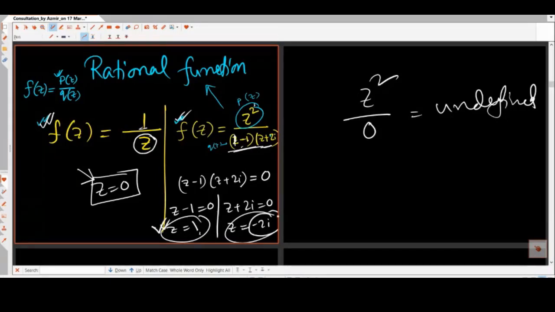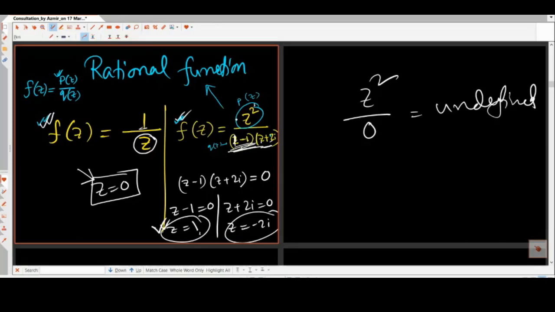Similarly, if we input z = −2i here, then −2i + 2i is 0, so 0 times this one is 0. Something over 0 becomes undefined. So again, we can say that for this function, we have exactly 2 points where the function is not defined, and therefore the function is not analytic.